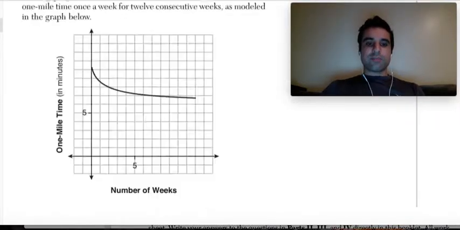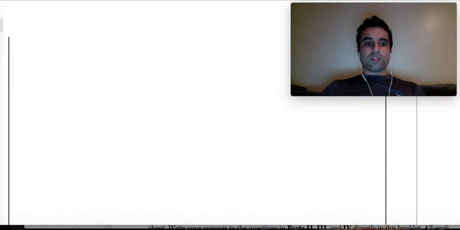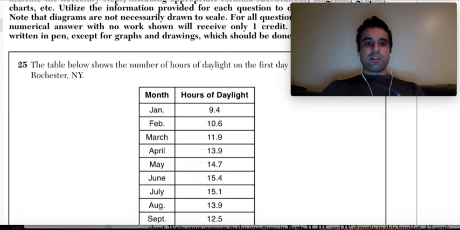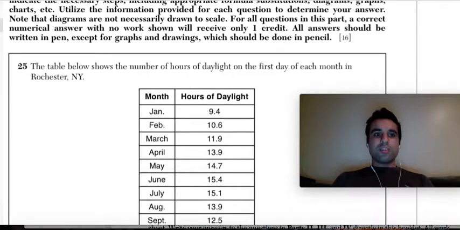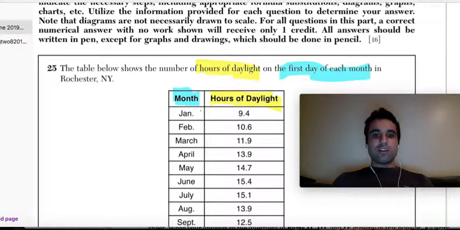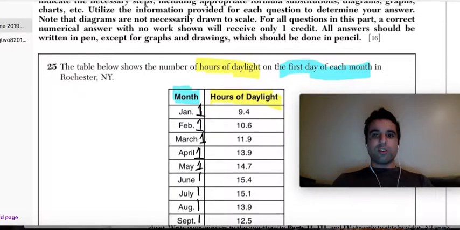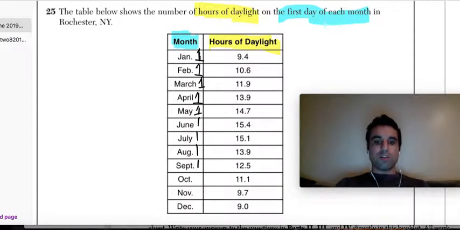Let's see what we got here. Number 25. The table below shows the number of hours of daylight on the first day of each month in Rochester, New York. So this is just the number of hours of daylight on January 1st, February 1st, March 1st, April 1st, May 1st, June 1st, July 1st, August, September, and so on, right? Just the number of hours on the first day of the month.